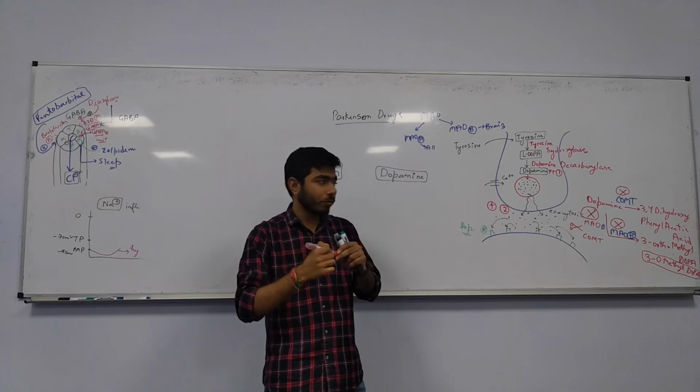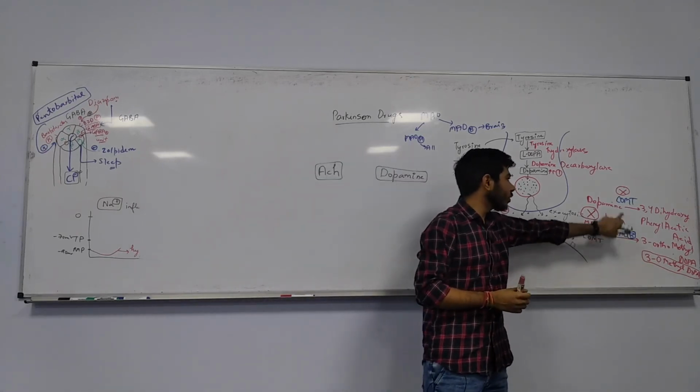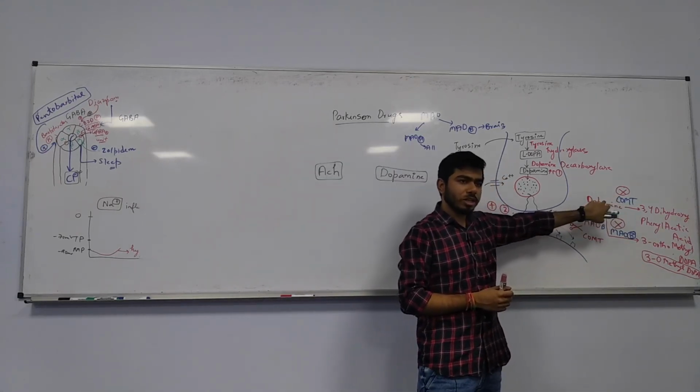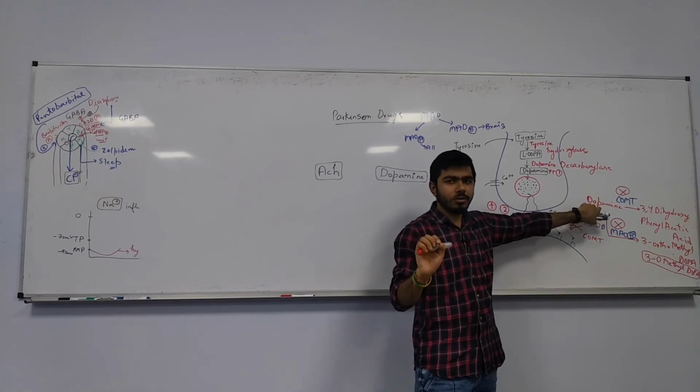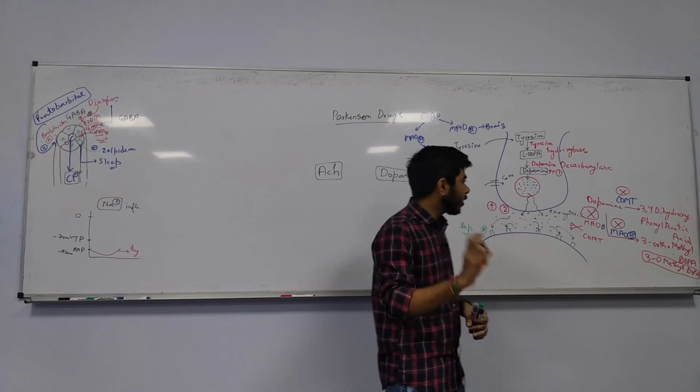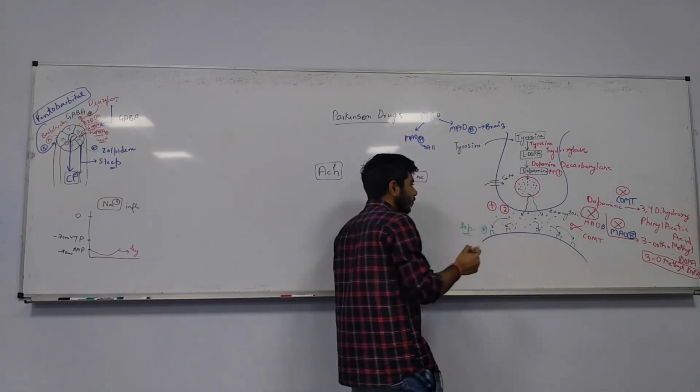If you are inhibiting MAO-B and COMT, you are increasing the level of dopamine. Yes or no? You can increase the level of dopamine, right? So that's how you can do that. One more thing you can do.